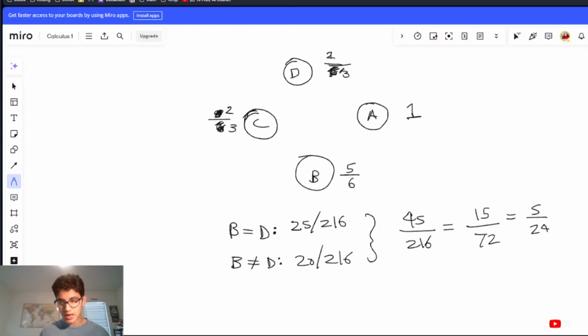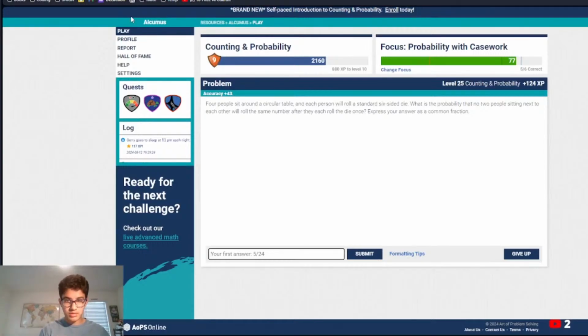Like over here, we just fixed A to sit on the right. Basically, we fixed them in that position. Then there are two cases. There's one case where you have 1/6 times 5/6 times 5/6, which is 25 out of 216. And okay, wait, doesn't seem to be wrong here, but obviously it is wrong. 5 out of 24.